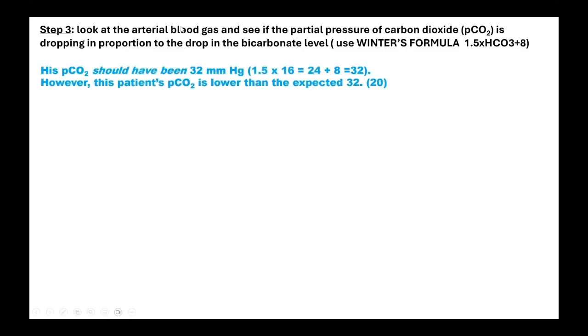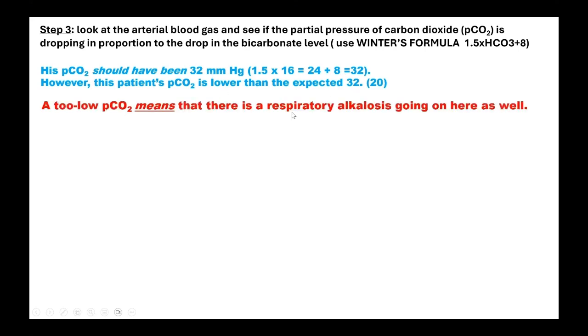His PCO2 should have been 32. That is, 16 is the bicarb, 1.5 times 16 is 24, plus or minus 8, so plus 8 is 32. So his expected PCO2 should be 32, but here it is only 20. A too low PCO2 means there is a respiratory alkalosis going on here as well.